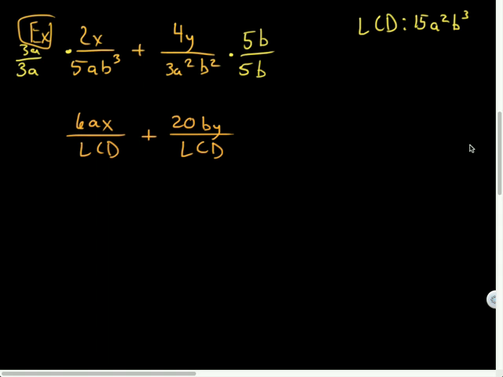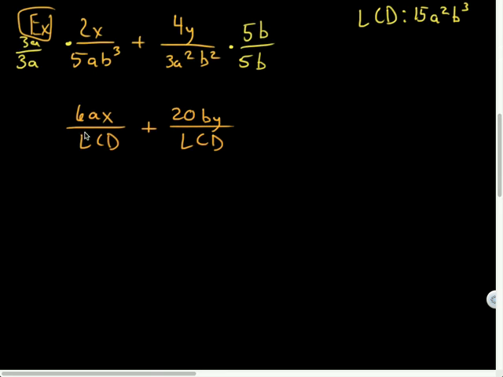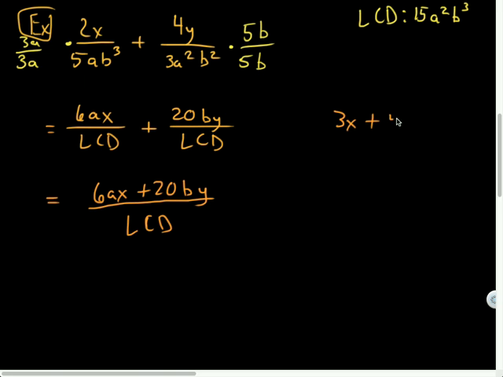Now, I've got an LCD. What do I do next? What's the step say? Add or subtract the numerators, put it over the LCD. Let's see, 6ax plus 20by. Are those like terms? No. So I'm just going to write 6ax plus 20by all over the LCD. Why wouldn't you just go 26? Oh, no, those aren't like terms. That's like saying 3x plus 4y is equal to 7xy. Muy illegal, right? I can only combine like terms if they have the same variables and the same exponents, right? So that's why I couldn't combine those.